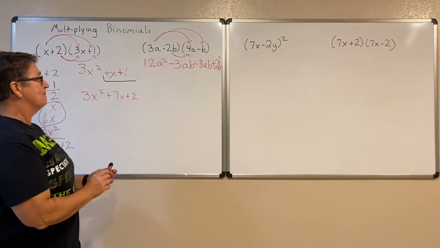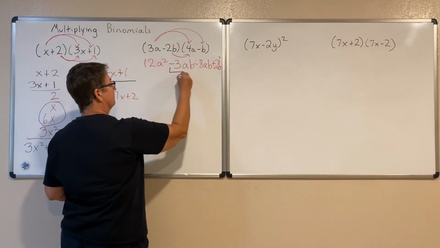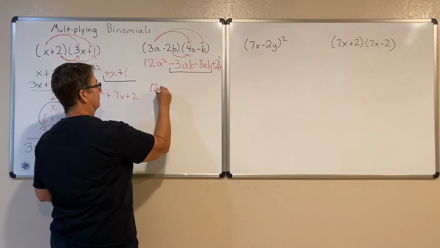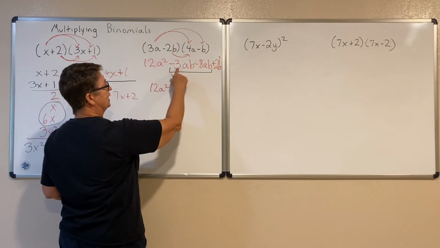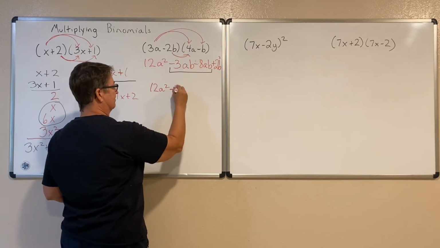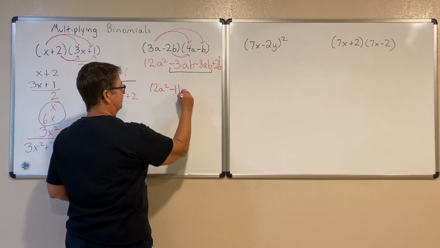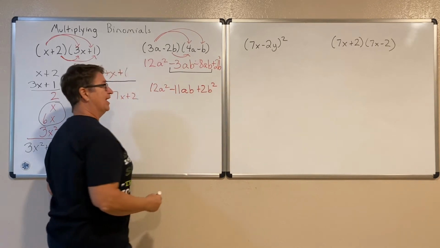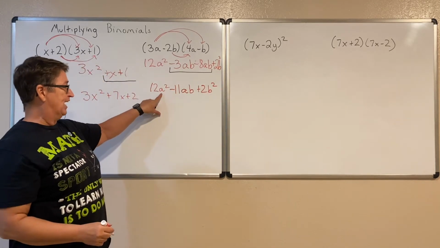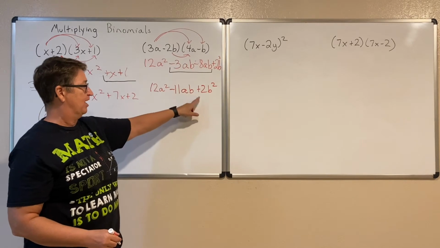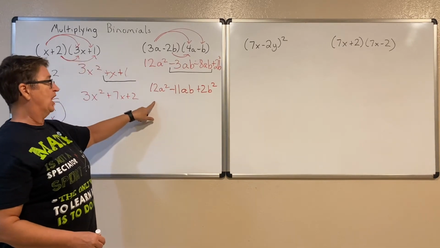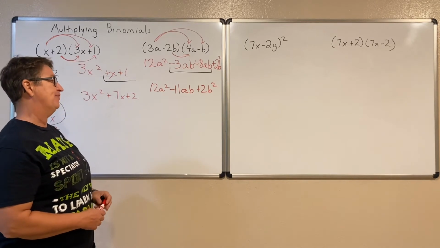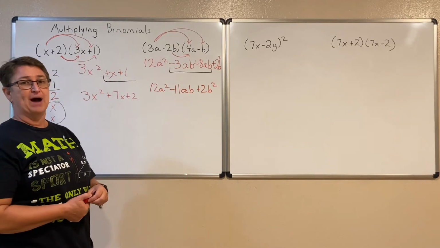I can now combine my like terms. So I have 12a squared, negative 3 and negative 8 makes a negative 11ab, and then the plus 2b squared. I cannot combine anything else. A squared is not the same as ab, is not the same as b squared. These are not like terms. That's as far as I can go. I've simplified that, or I've multiplied those binomials.